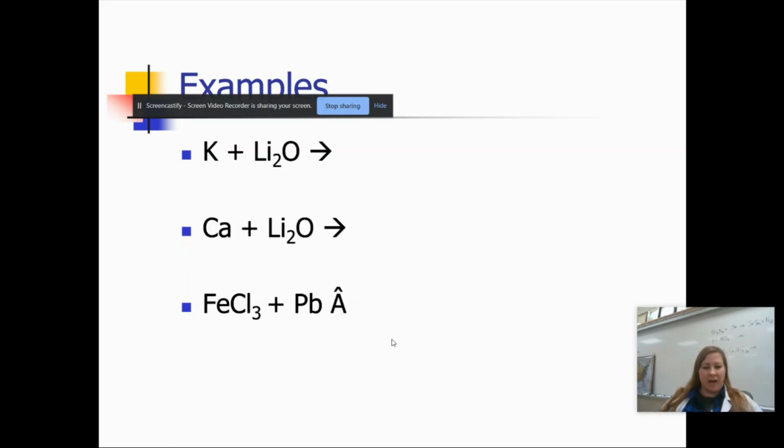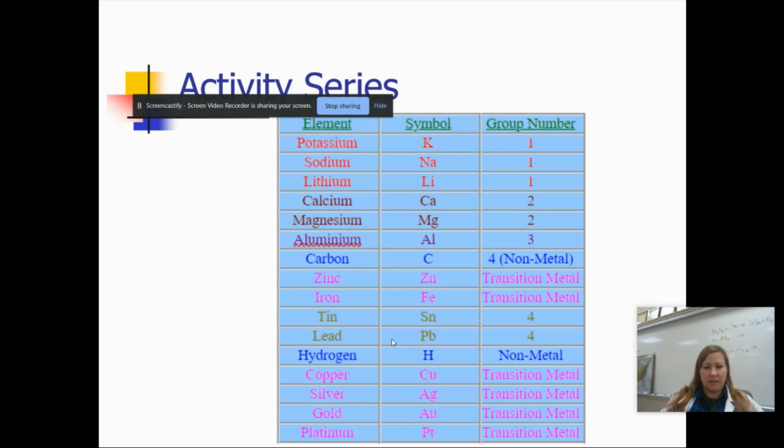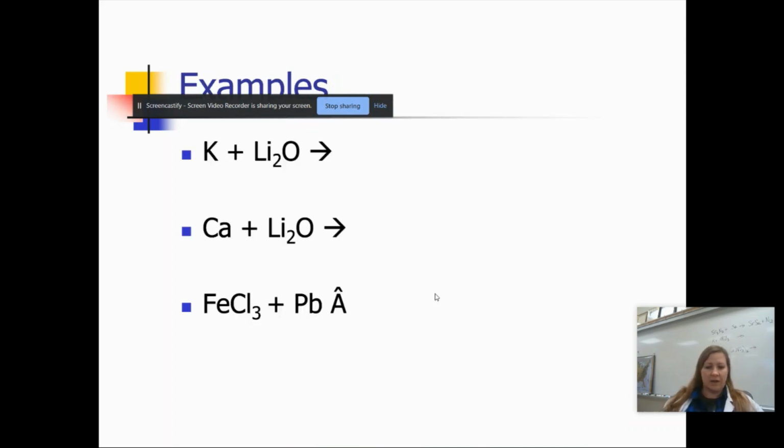So in this one, we've got iron 3 chloride and lead. So let's see if lead is stronger than iron. And lead is down here and iron is here. So lead is not stronger than iron. Iron is already in the bond, so it's going to stay in the bond. So we would write NR, no reaction.